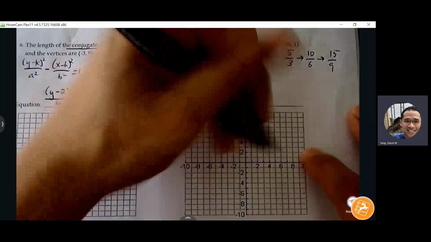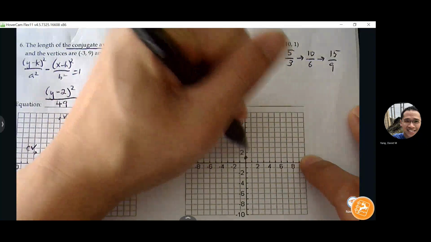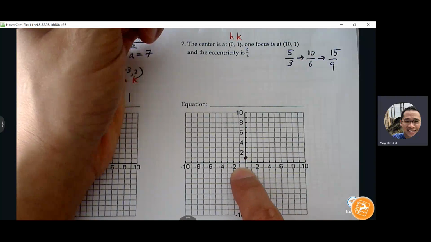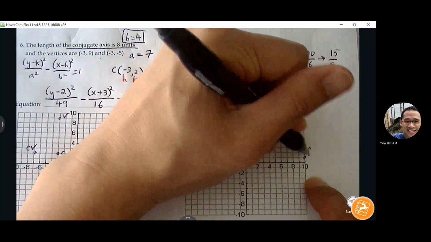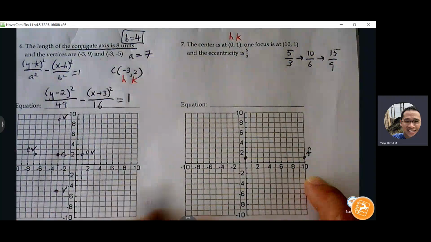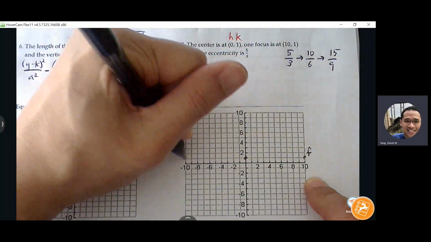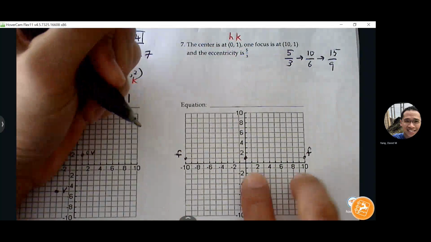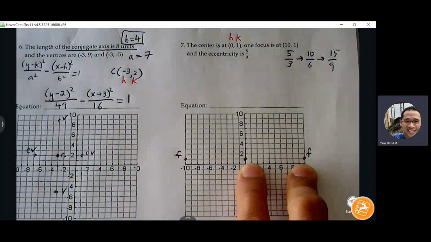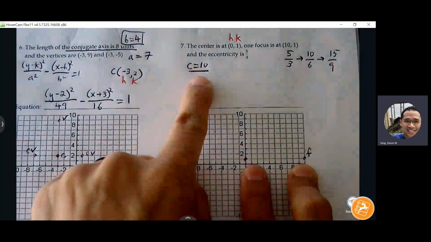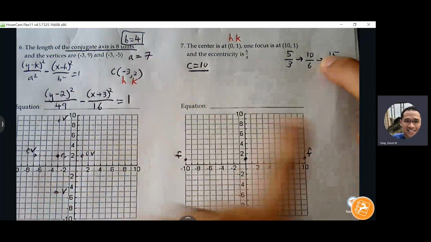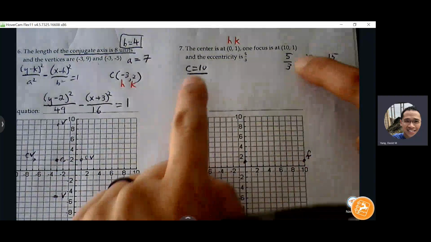So center is at (0, 1). One focal point is at (10, 1). So that's enough for us to know where my other focal point is, right? And what information is that going to give us? 10/6. That's right. That's our c value, right? Our c is actually locked in at 10. Now that we know the c is 10 and we know the ratio, we know it's got to be 6, right?